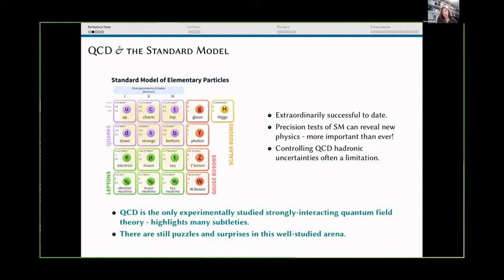So within the standard model, QCD is the only experimentally studied strongly interacting quantum field theory. So this brings with it many subtleties from the effects of that strong interaction. And although it's been studied for many decades already, there are still puzzles and surprises. In particular, for example, the exotic states which have been found recently in the XYZs, as we heard very nicely in the last talk, which are really not understood fully yet.